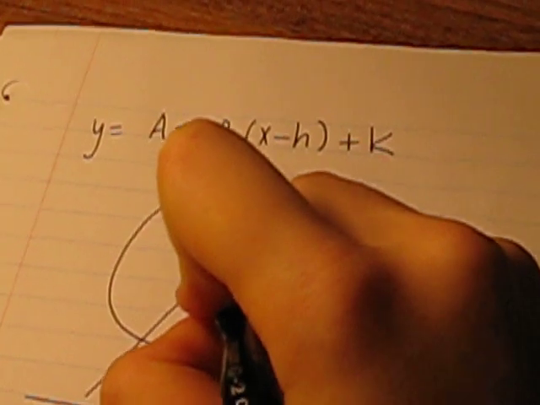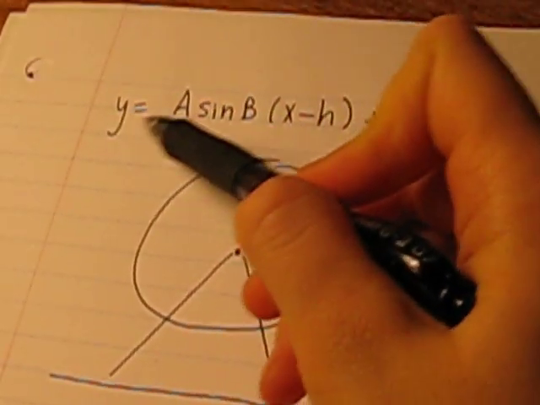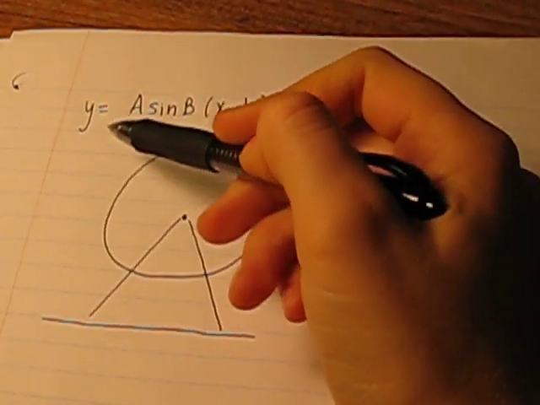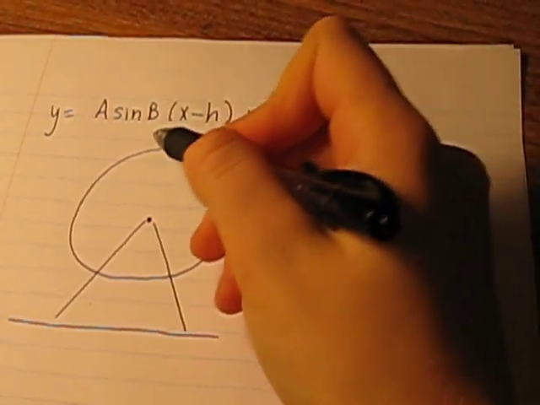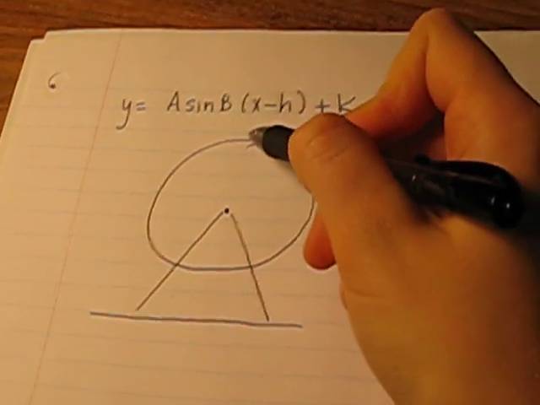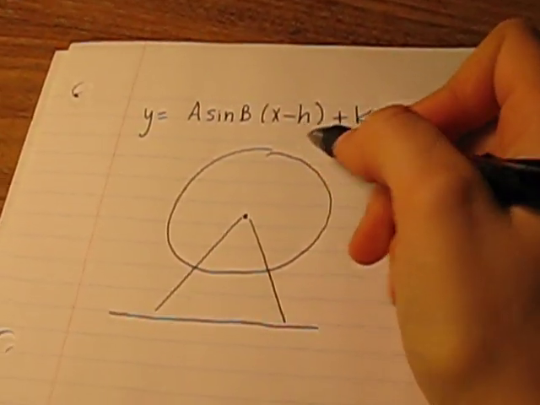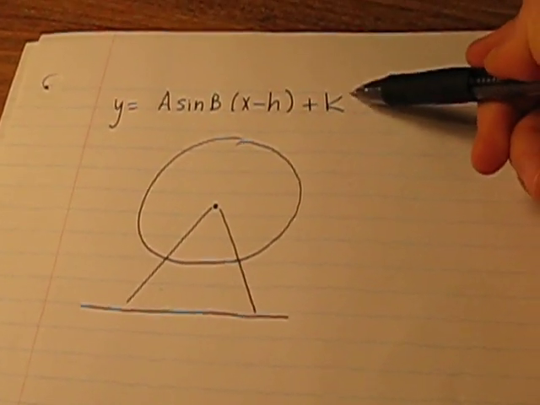It goes y equals a sine of b, x minus h plus k. A is the amplitude, which represents the height of the sine graph divided by 2. B is the period, which is one complete cycle of the function. H is the phase shift to the right or the left, and K is the movement up or down.